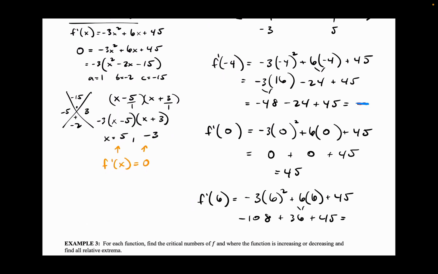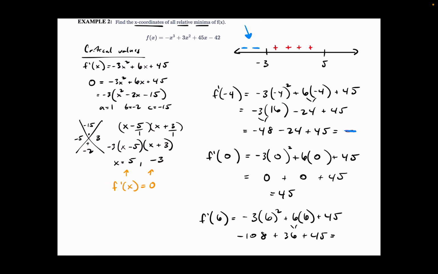Again, I don't care what number it is. I just want to know if it's going to be a positive or negative number. It's going to be negative. If I were to add and subtract, you guys will get negative 25. Decreasing again. So it was increasing between negative 3 and 5, decreasing when x was less than negative 3, and then increasing after, or to the right of, positive 5.